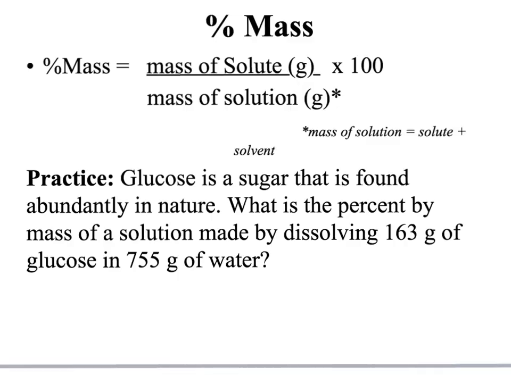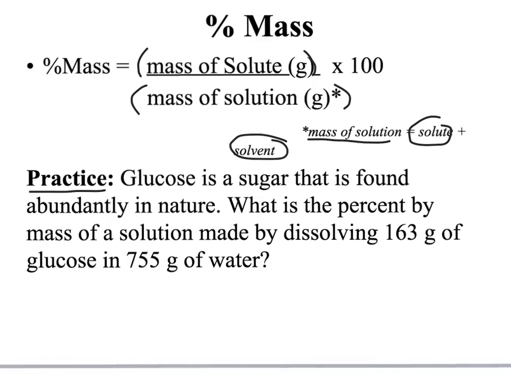And all you have to do is take the mass of the solute divided by the total mass of the solution. Now here's a side note. The total mass of the solution is the solute plus the solvent added up. So that's an easy thing to forget, but it's a really quick thing to actually solve for. So let's take a look at the practice problem here.